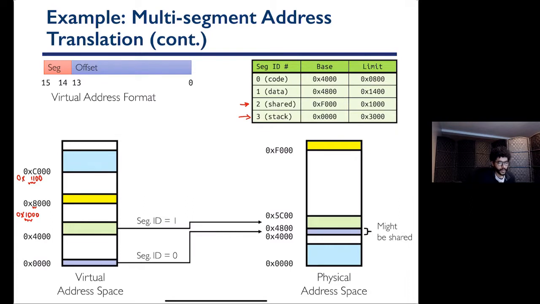And as you can see, the base for this is 0, 0, so it's here. And the size is 3000. So from 0000 to basically this end address is 0x3000. You can do this for the yellow region as well. The base is this one, 0xF000, and the limit is 1, so it's going to be all the way to 0xF.